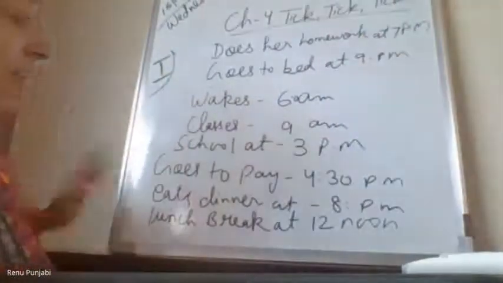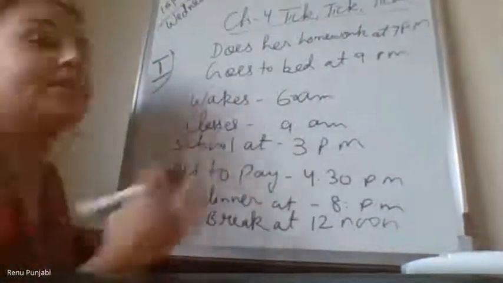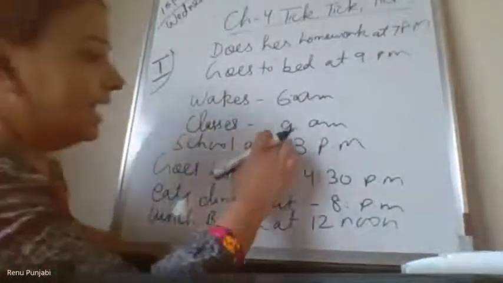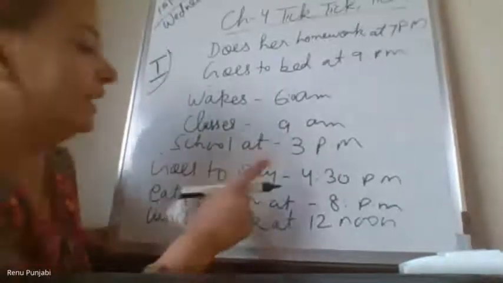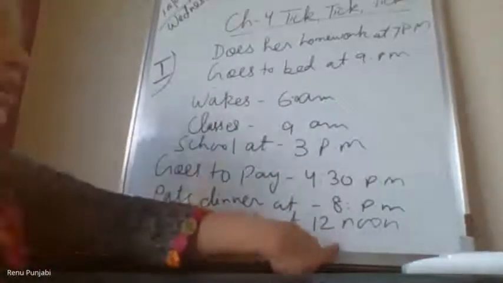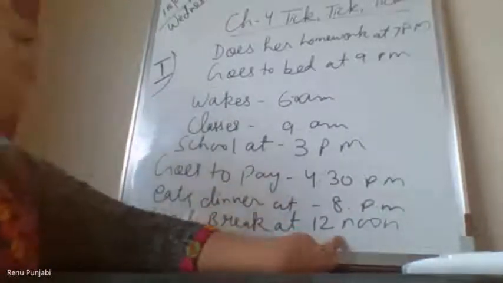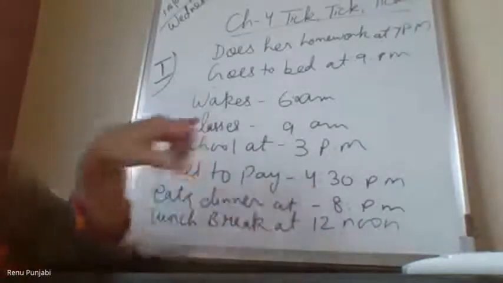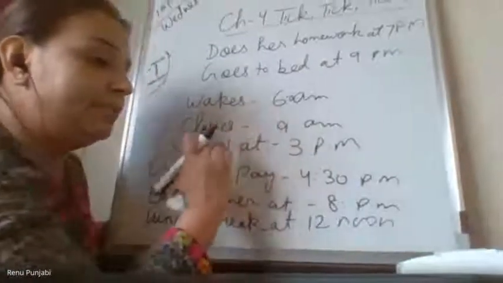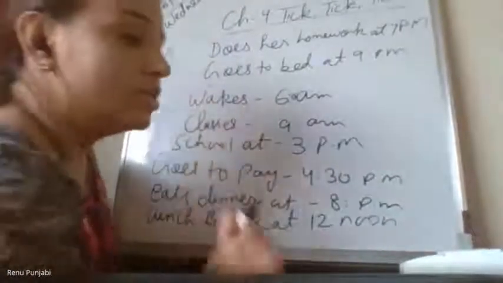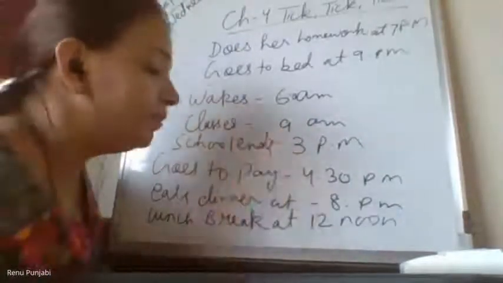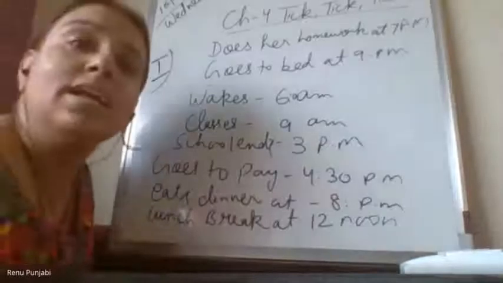So can you see here the calculations are rough. It means she wakes up at 6 a.m., then classes at 9 a.m., then school at 3 p.m. There are some more activities which are taking place before 3 p.m., like she's taking a lunch at 12 noon, and then school ends at 3 p.m. So this is a little confusing.